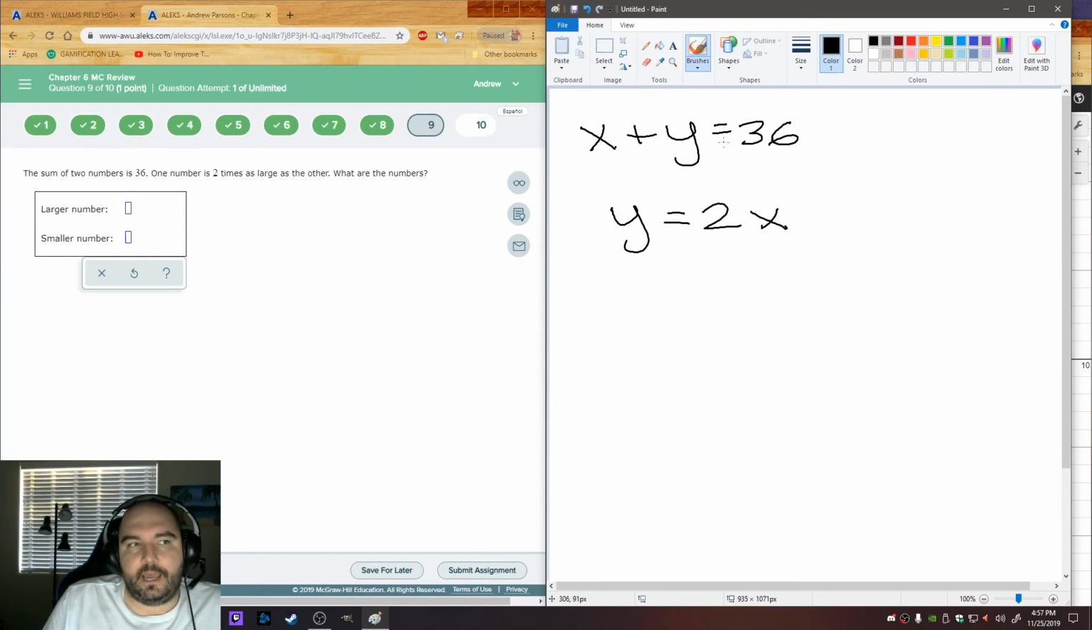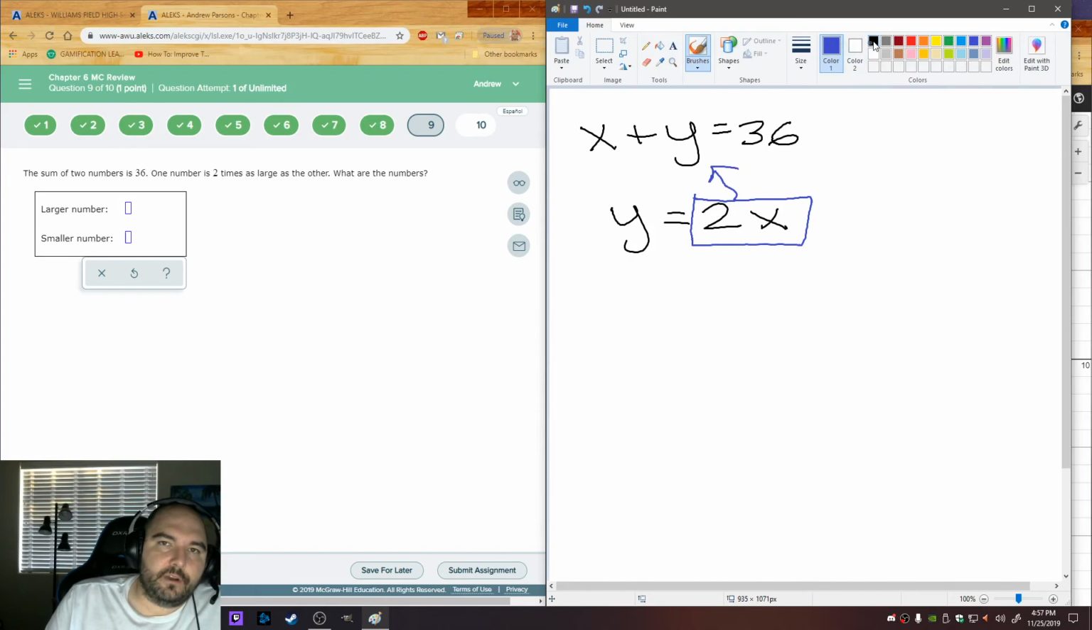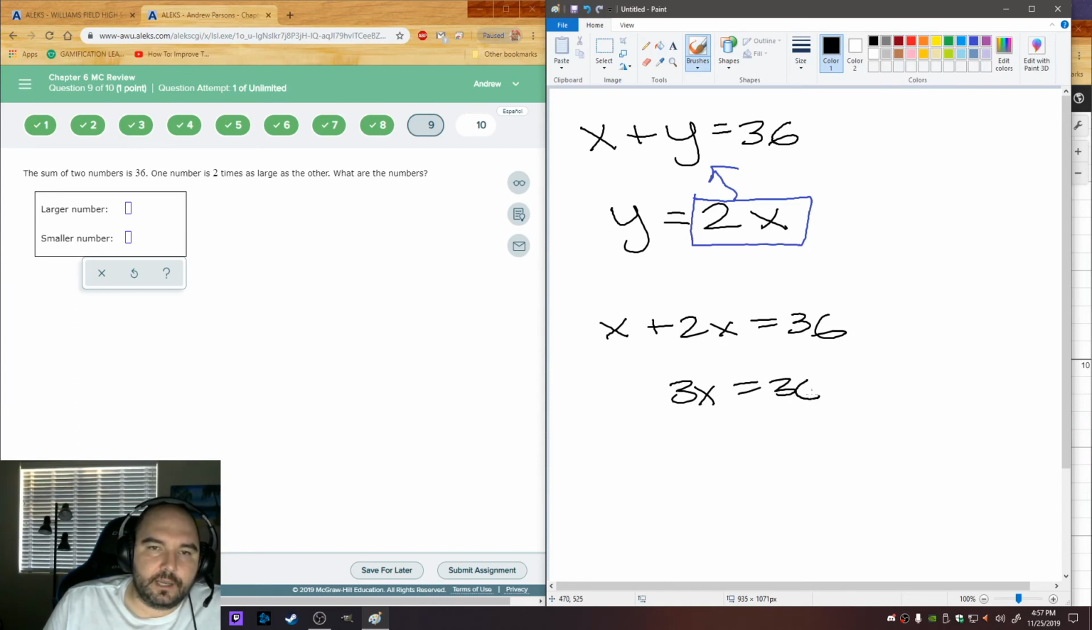If it was this much more or this much less, or in this case, the multiplied amount, I'd substitute. Y is equal to 2x, so isn't it fair game if I replace y and rewrite the line as x plus 2x equals 36? Combine like terms, 3x equals 36. Divide by 3, x equals 12.